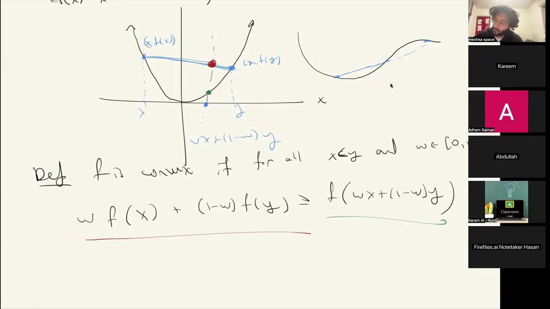Oh, are you saying that if I go beyond W equals, yeah, maybe, I'm not sure. But intuitively, the definition is, any 2 points, the segment lies above the curve.